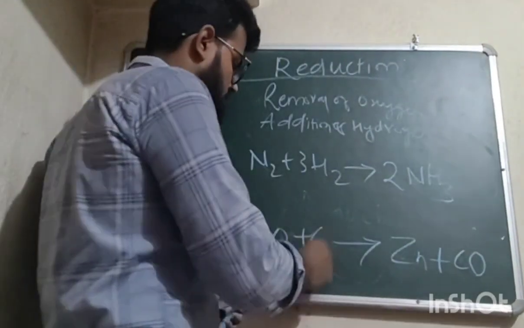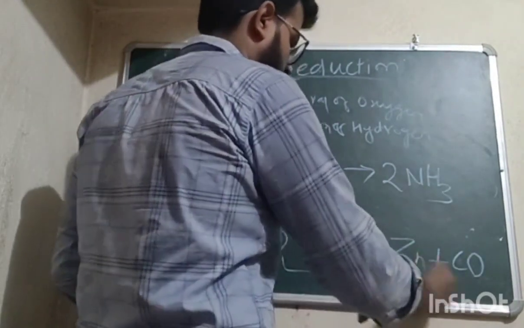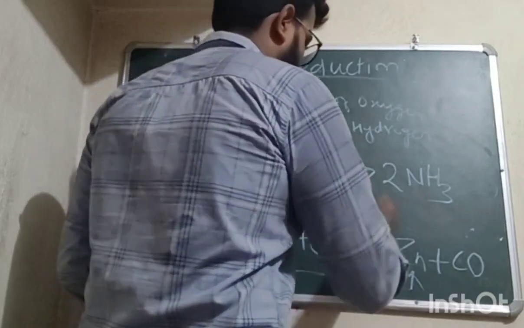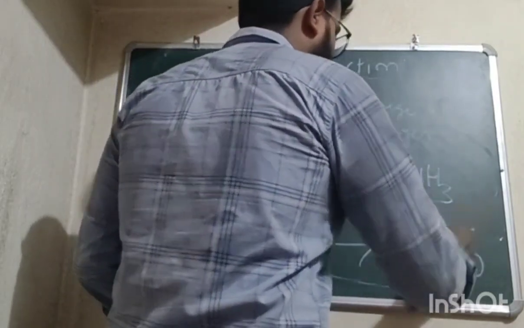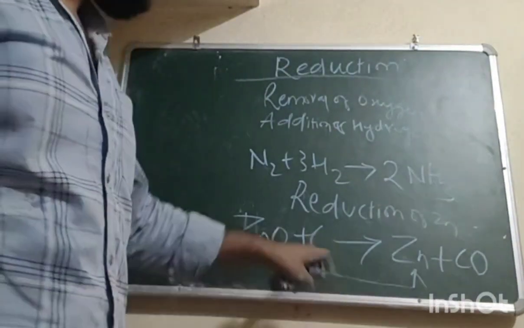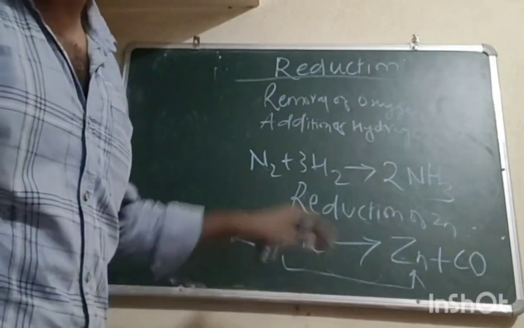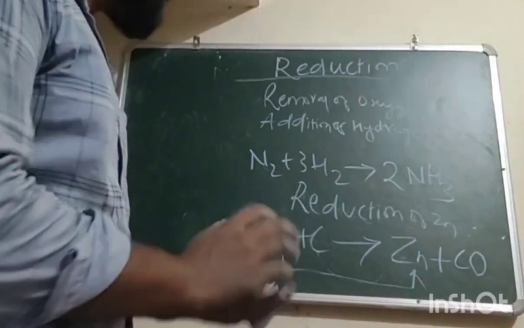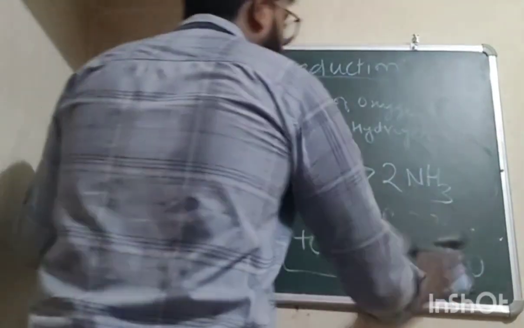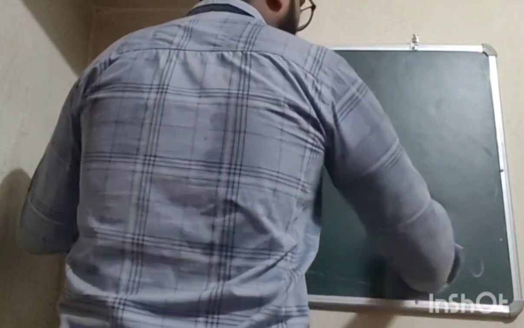Now here the reduction of zinc is there. Whereas here the carbon is getting oxidized. So here oxidation is also taking place. So it can also be known as a redox reaction that we are going to learn. Okay, what are we going to learn?